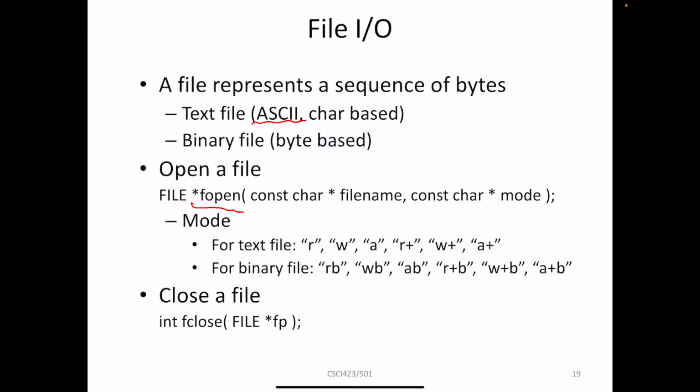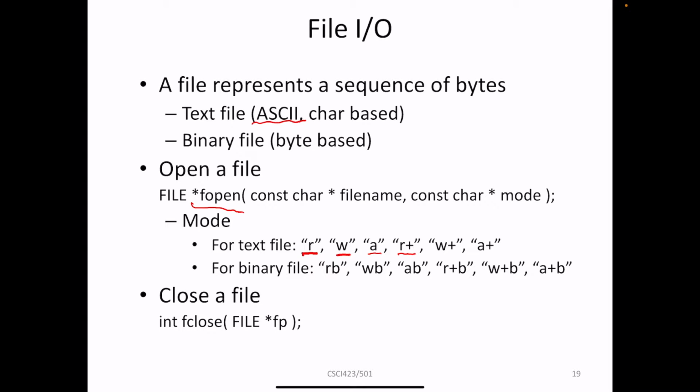First, let's see the text file. For this r, it opens an existing text file for reading purposes. And for this w, it opens a text file for writing. If it does not exist, then a new file is created. Here your program will start writing content from the beginning of the file. And for this a, it opens a text file for writing in appending mode. If it does not exist, then a new file is created. Here your program will start appending content to the existing file content.